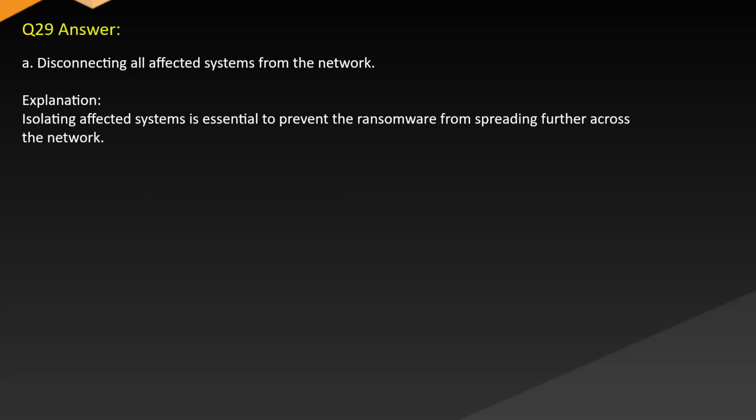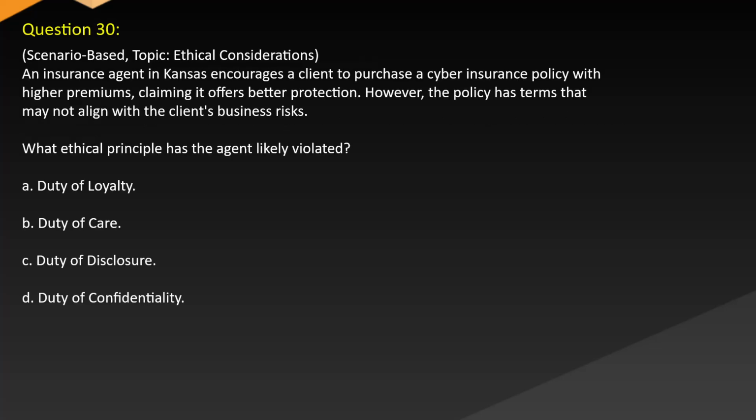Answer A. Disconnecting all affected systems from the network. Explanation: isolating affected systems is essential to prevent the ransomware from spreading further across the network. Question 30. Scenario-based. Topic: ethical considerations.